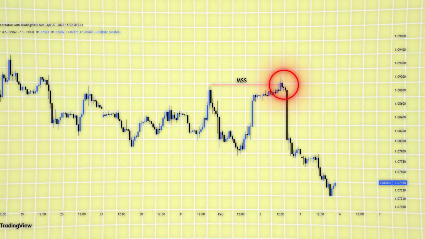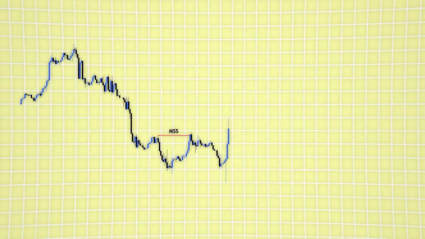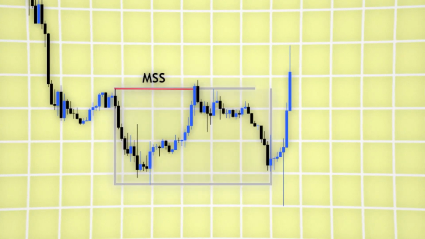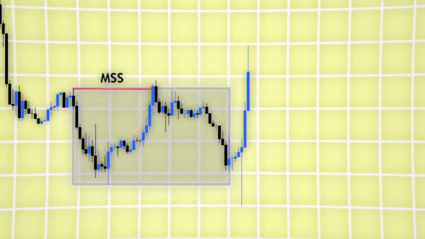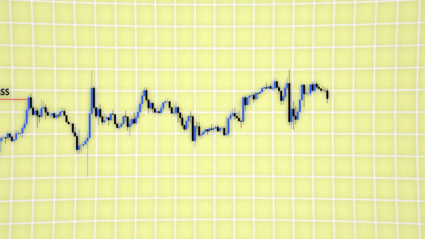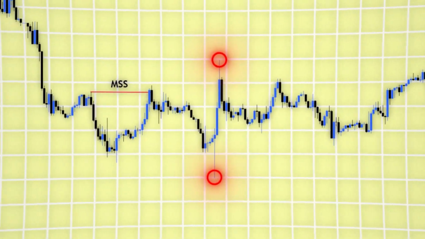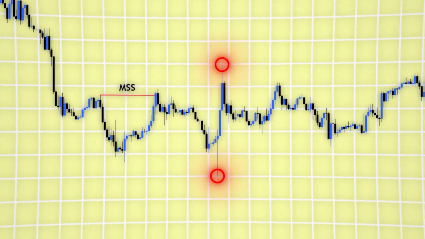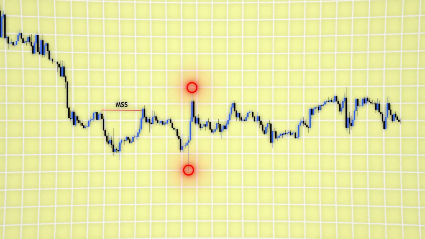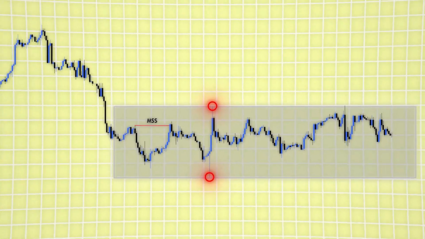The second confirmation is a return into the range. If after an MSS price returns inside the previous swing range and starts trading within it, this often indicates a transition into consolidation rather than a new trend. Such situations frequently lead to sideways movement. It is especially important to pay attention to deviations when two MSS formations appear, after which price returns back into the range. This is an early sign of consolidation.